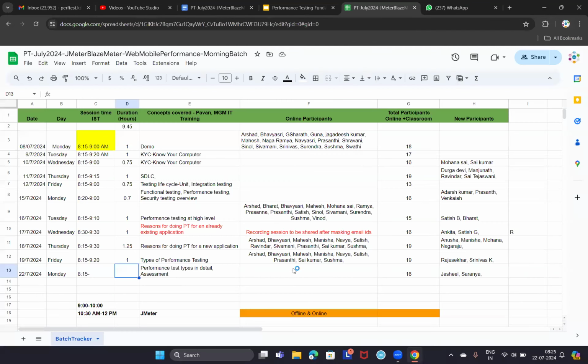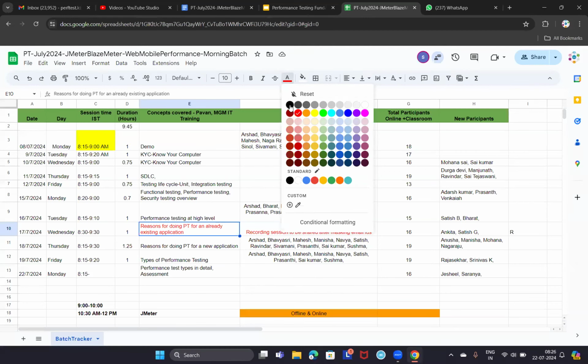So now let me go to the batch tracker sheet. We started this batch, and I gave a demo on 8th July, and then these are all the theory part that we discussed, theory part and fundamentals. What is SDLC? What is the testing lifecycle? What is performance testing? What are the reasons for doing PT for an already existing application and a newly developed application? By the way, this also I had shared this session yesterday, guys.